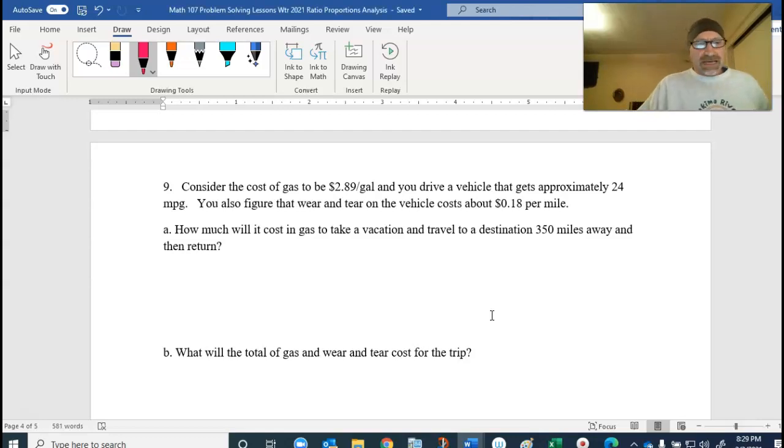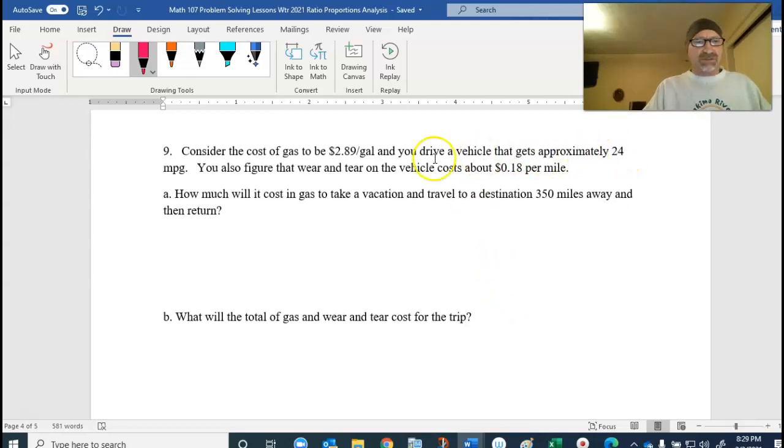let's take a look at the last problem. Consider the cost of gas to be $2.89 a gallon, and you drive a vehicle that gets approximately 24 miles per gallon. You also figure that wear and tear on the vehicle costs about 18 cents per mile. Now, how much will it cost in gas to take a vacation and travel to a destination 350 miles away and then return? In general, if you're making a round trip, you're going to have to double the mileage each time. A lot of people don't calculate that on some of these problems. They think, well, I just have to get there, but it's a round trip most of the time.